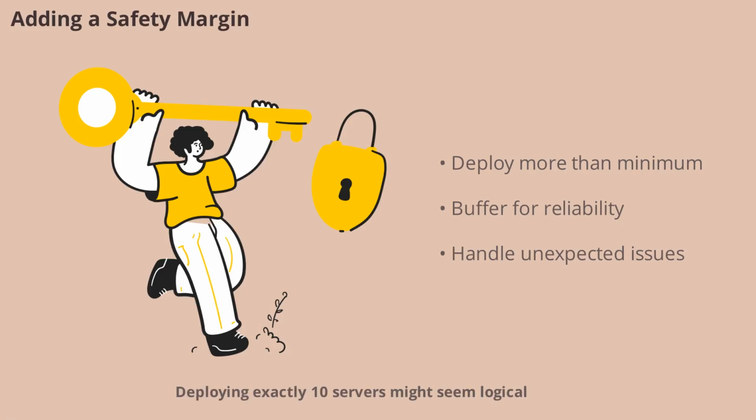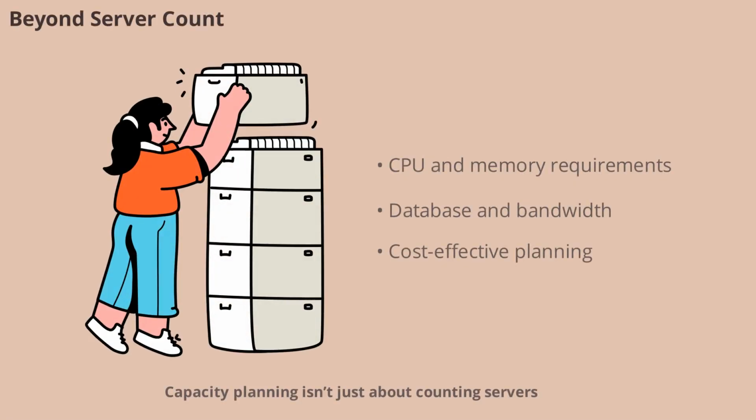Deploying exactly 10 servers might seem logical, but engineers know real-world traffic can be unpredictable. Sudden spikes, slow database queries, or even server failures can reduce your system's capacity. To stay safe, engineers often deploy 12 or 15 servers instead of just 10. This extra capacity acts as a buffer, keeping your application fast and reliable even when unexpected issues arise. It's a practical example of capacity planning in action, showing how careful estimation and a safety margin can make all the difference. Capacity planning isn't just about counting servers.